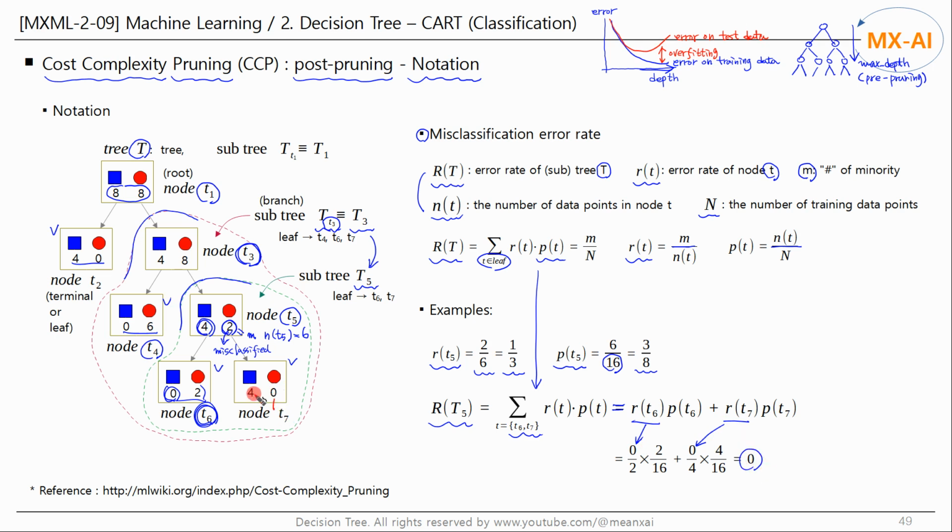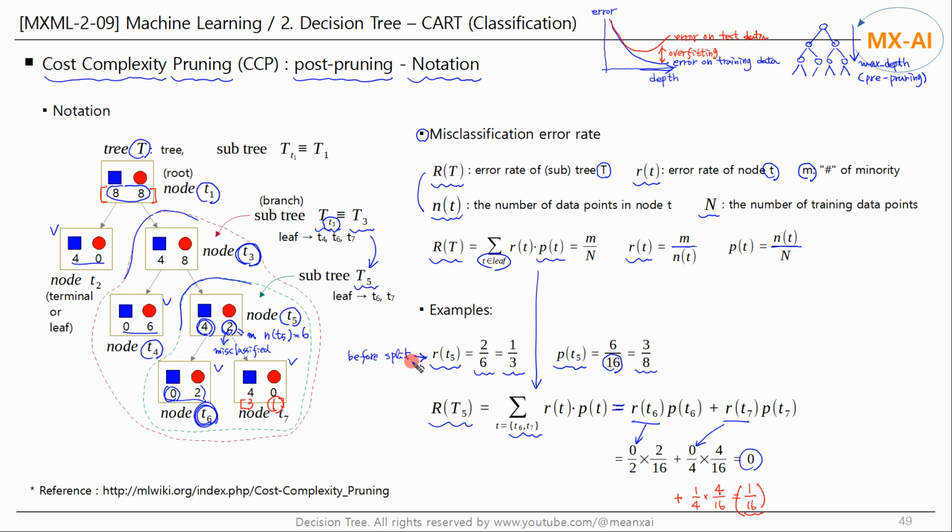If node t7 contains 1 misclassified data point, the misclassification rate would be 1/16. This makes sense because 1 out of the 16 total data points is misclassified, giving us a misclassification rate of 1/16.